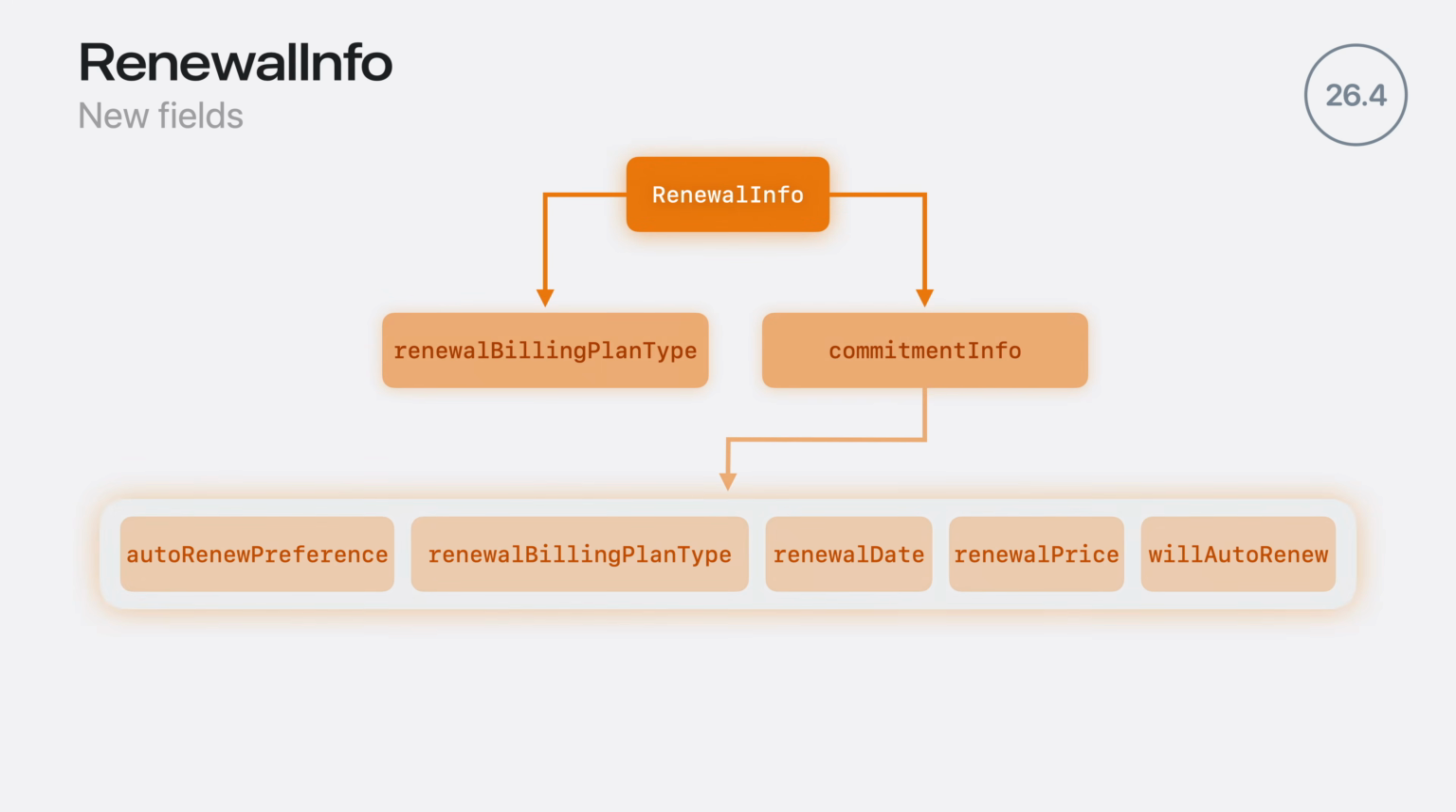Similarly, you can retrieve the renewal billing plan type and commitment info on renewal info for information on the renewal of the overall commitment. These new fields are available starting with OS 26.4.